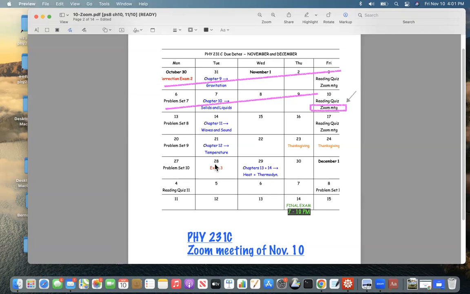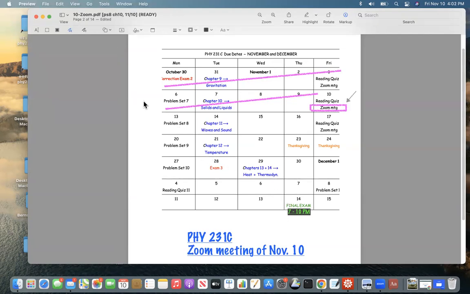And then we have a couple of weeks in December. Final exam week is the second week in December. The final exam is scheduled for Thursday, December 14th. That's not our choice. That's dictated by the registrar's office.